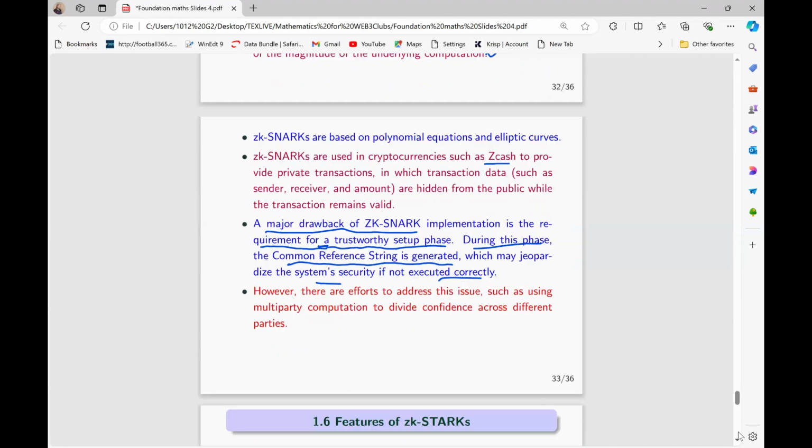So in fact, I've put it here: however, there are efforts to address this issue, such as using multi-party computation to divide confidence across different parties. So with modern cryptography and the use of blockchain, there are efforts to reduce the impact of that disadvantage.